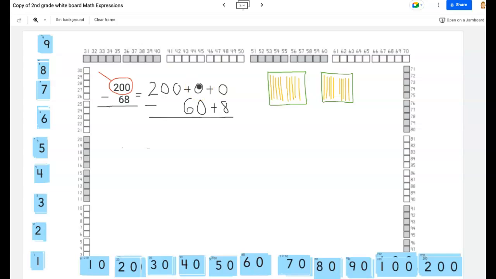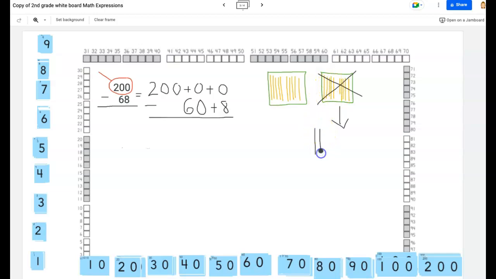Can I take 0 from 200? I can. So that's exactly what I'm going to do. I'm going to go ahead and cross off this 100. And I'm going to go back down here. I'm going to go like this. And I'm going to break it into 10 tens like I had inside here.